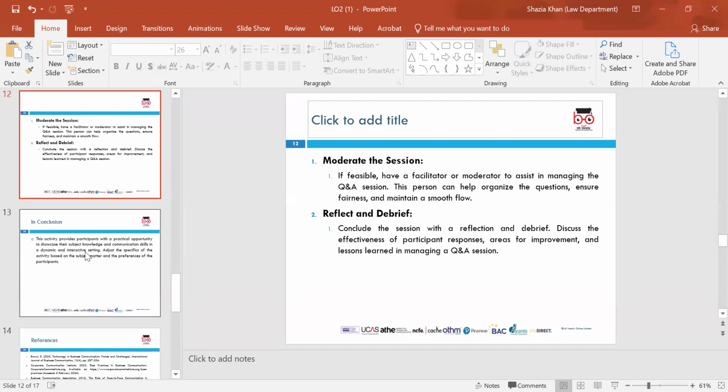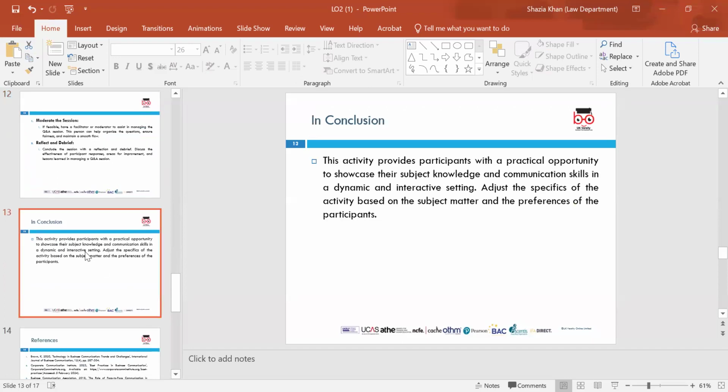So in conclusion, this activity provides participants with a practical opportunity to showcase their subject knowledge and communication skills in a dynamic and interactive setting. Here, you will adjust the specifics of the activity based on the subject matter and the preferences of the participants. So you need to look at this when it comes to doing your assignment. We will be discussing this in more detail, okay?